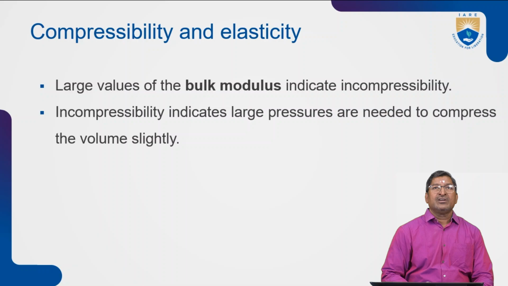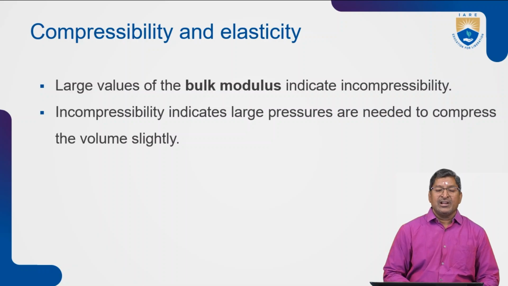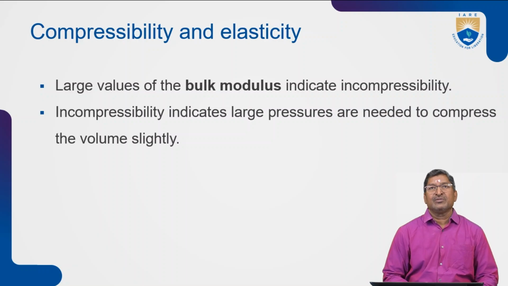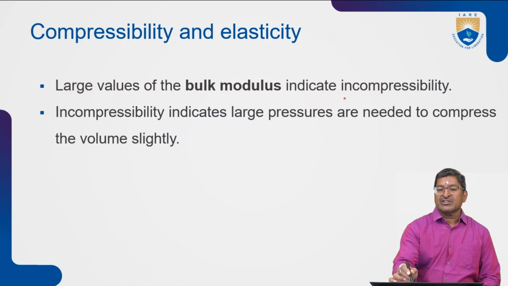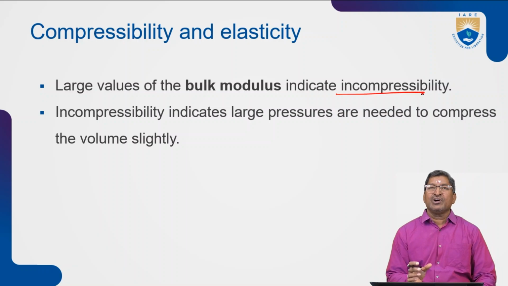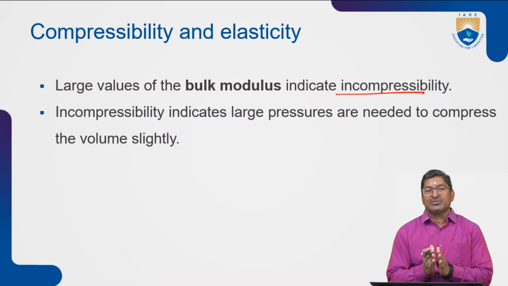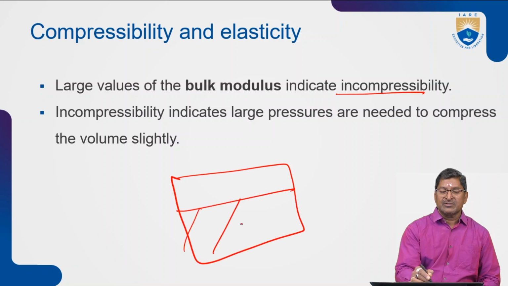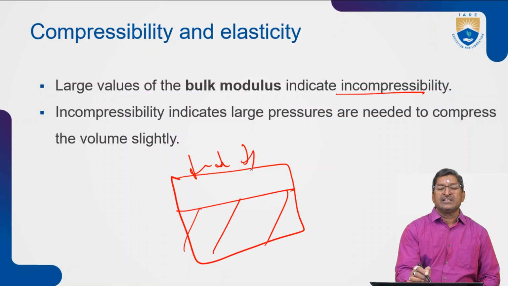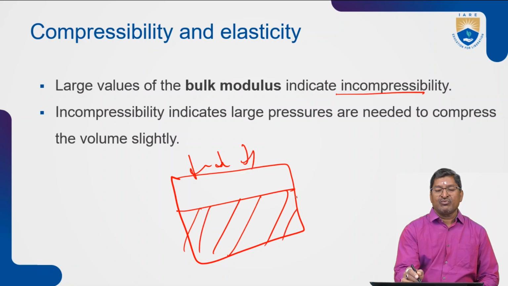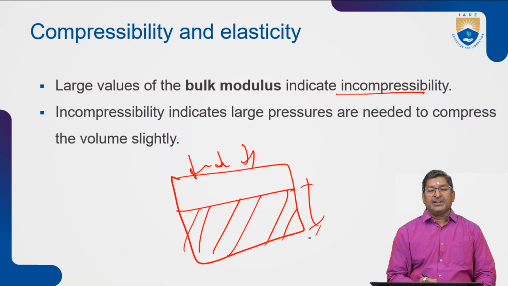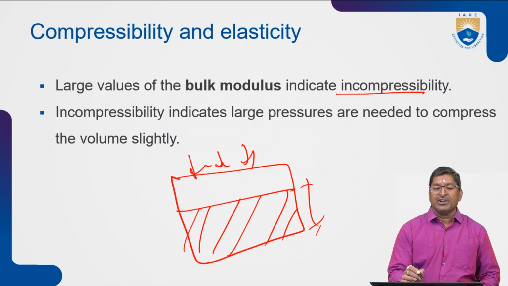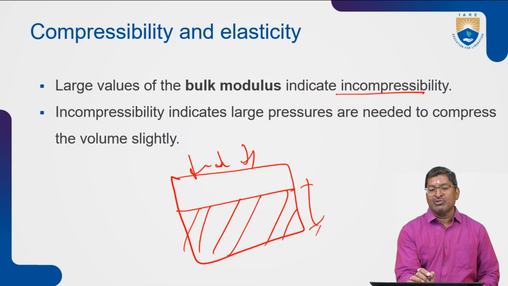So compressibility and elasticity. Large values of bulk modulus indicate incompressibility. Compressibility means if you can make the volume smaller by applying some load or pressure, so that the volume is reduced, then that is called compressibility. If you cannot do that, that is called incompressibility. So large values of bulk modulus indicate incompressibility.